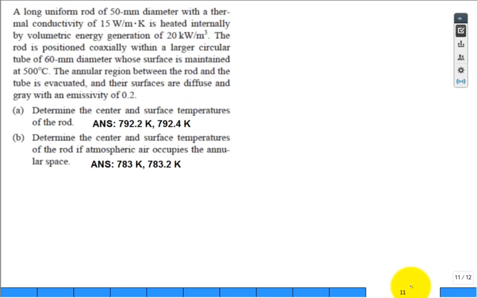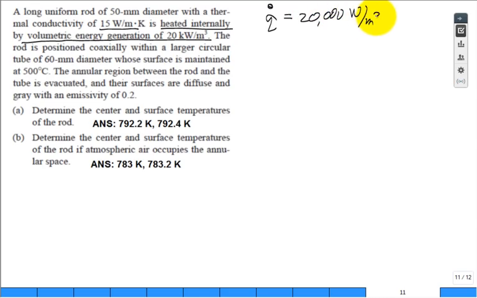Well, this one is another challenging problem. We have a long uniform rod of a given diameter, and the thermal conductivity is given, and it's heated internally by a volumetric heat generation rate. Hey, that was our old Q dot. That's our volumetric heat generation rate. Wasn't that out of like chapter 3 or something? Deja vu, right? Long time no see, but hey, here it is again. So it's 20,000 watts per meter cubed.